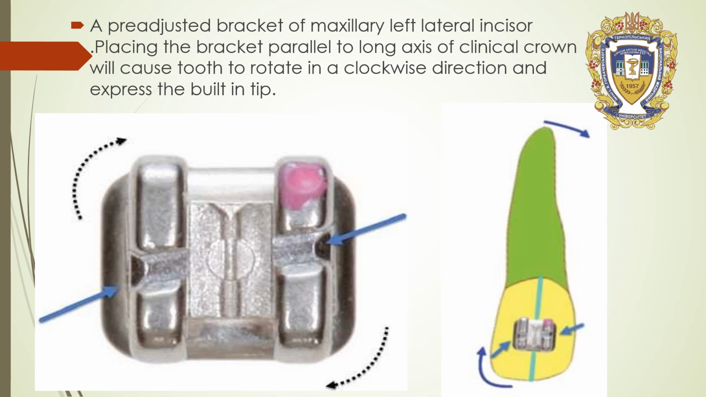A pre-adjusted bracket of maxillary left lateral incisor, tooth number 2-2. Placing the bracket parallel to long axis of clinical crown will cause tooth to rotate in a clockwise direction and express the built-in tip.